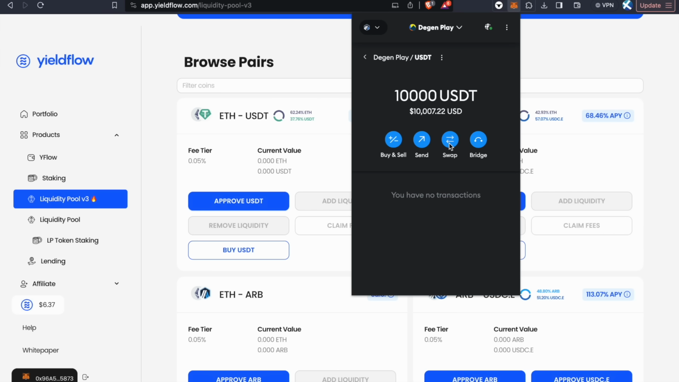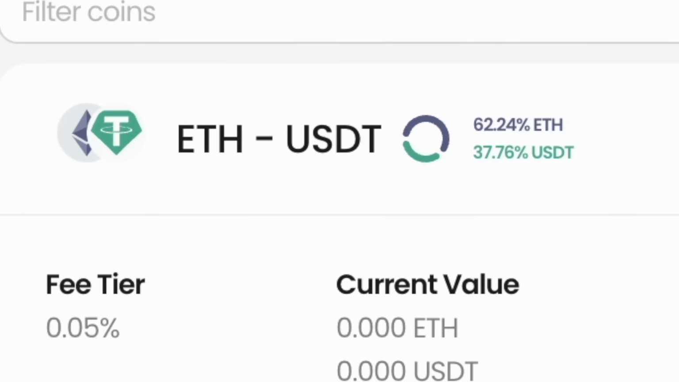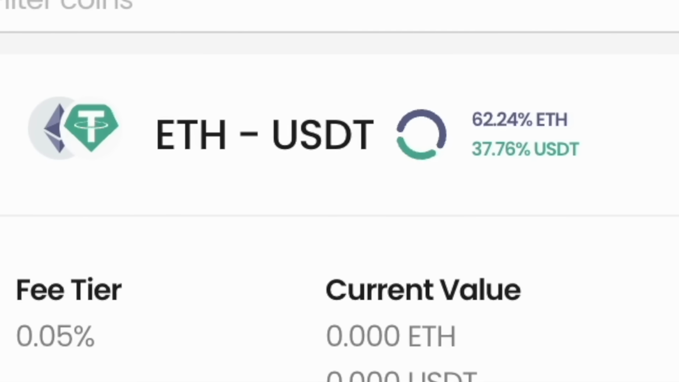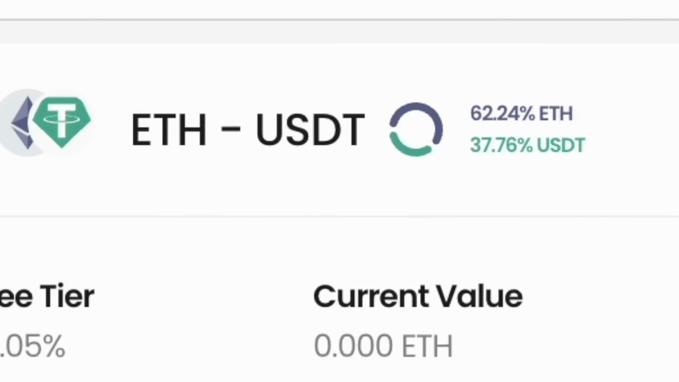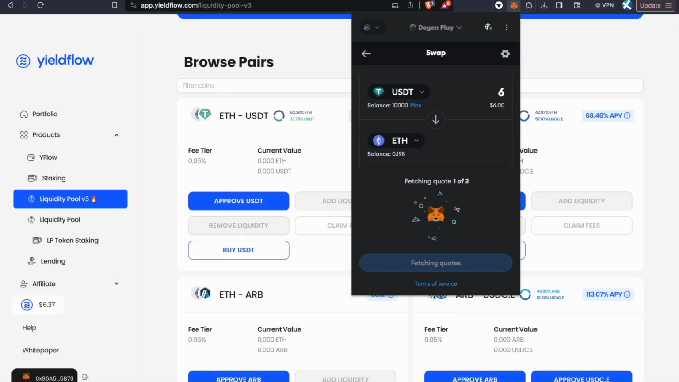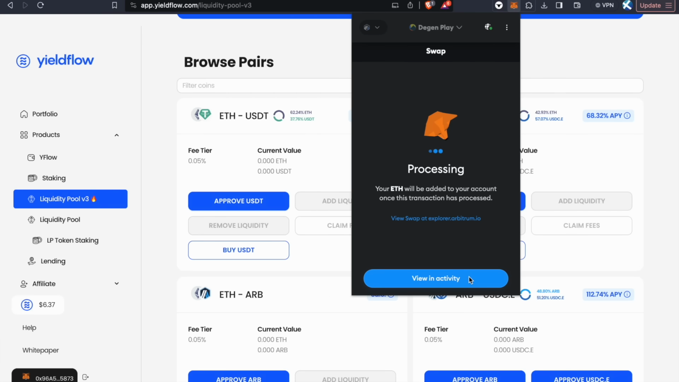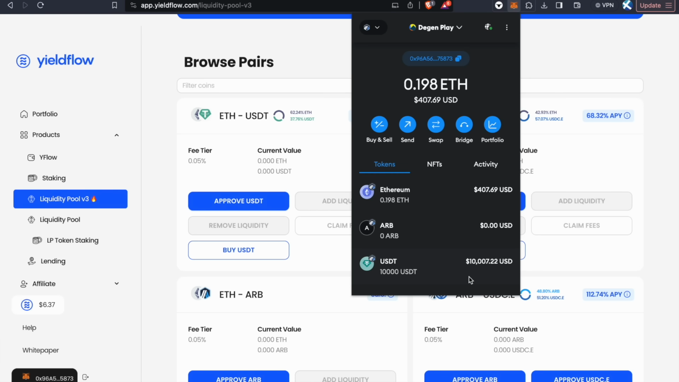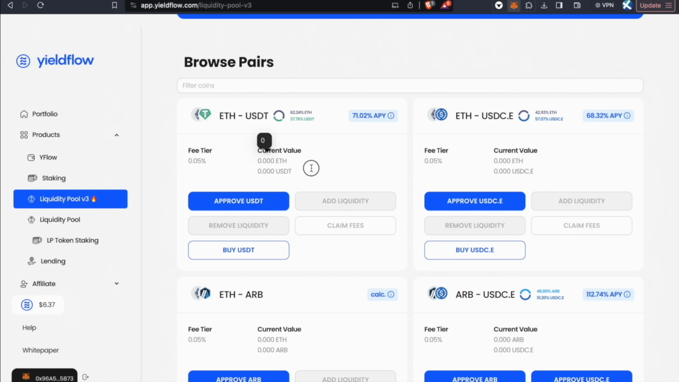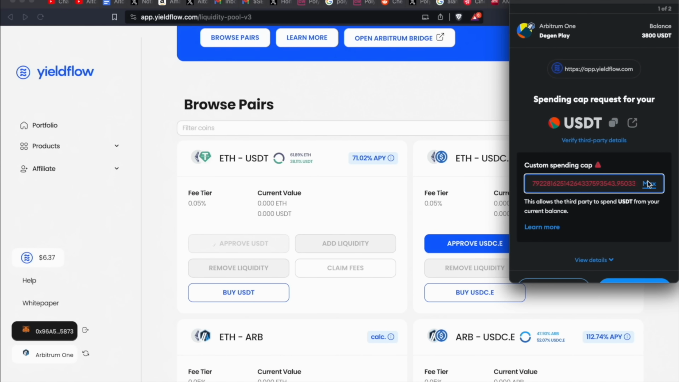And also, good to note that we do have to get as close as we can to the ratio between ETH and USDT. So if I have $10,000 total, and in the pool right now, Ethereum is 62% of that pool, we need around $6,200 of ETH. Boom, there it was. There it is. All right, ratio's good. So now we approve that USDT.